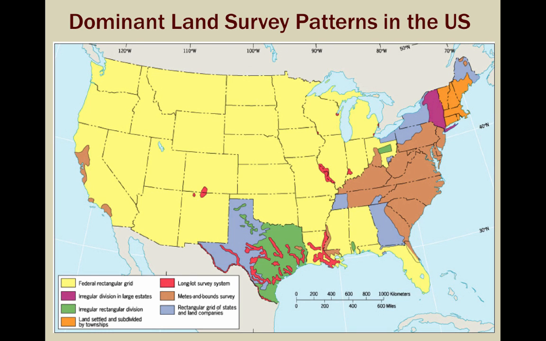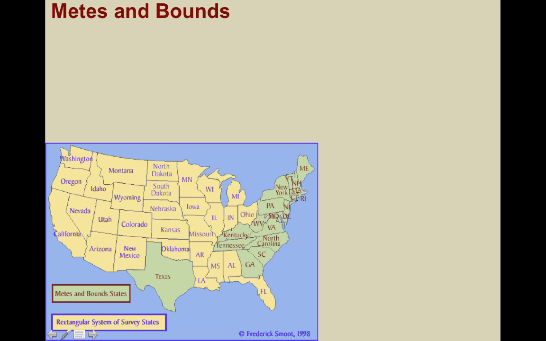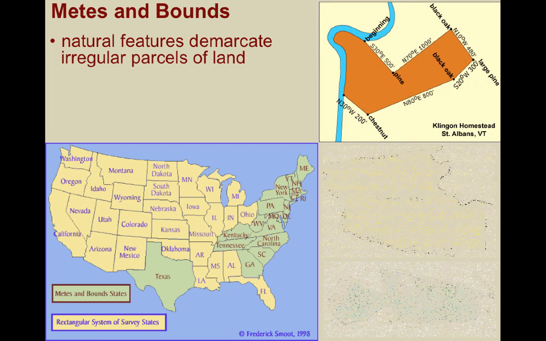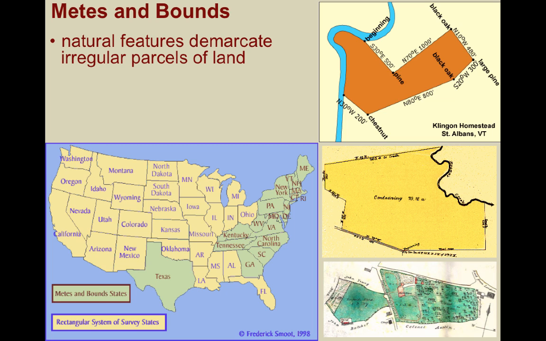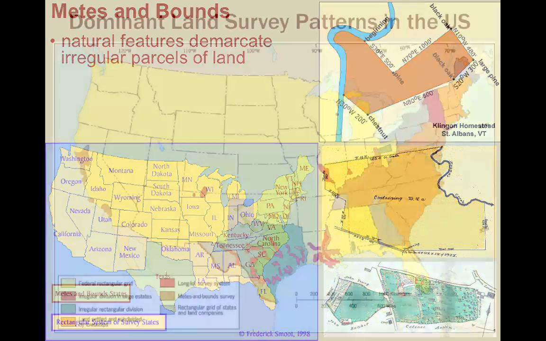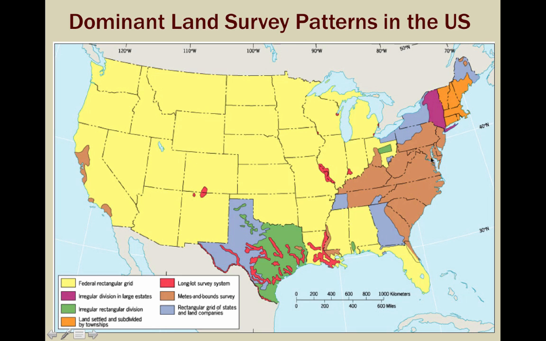Another means of surveying the land dominated the eastern seaboard in the original 13 colonies. The metes and bounds approach is practically as old as dirt and had been utilized in England for centuries. In this system, natural features demarcate irregular parcels of land, which explains the territorial morphology of the original 13 colonies. It uses physical features of the local geography as well as directions and distances to delimit boundaries. Features such as rivers or trees are mentioned in the documentation, and you can see the metes and bounds system with the land colored in brown.